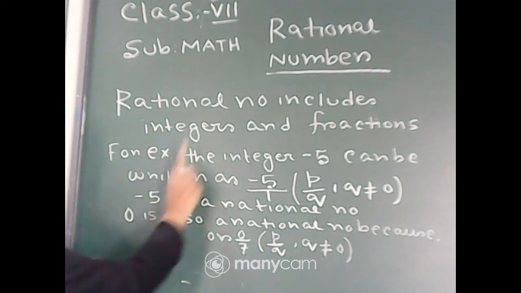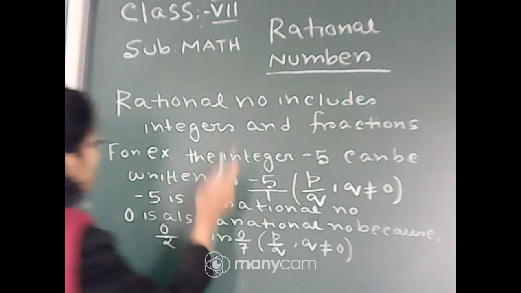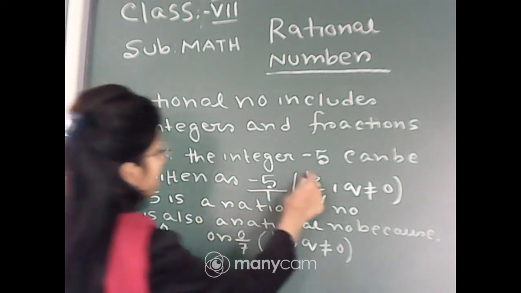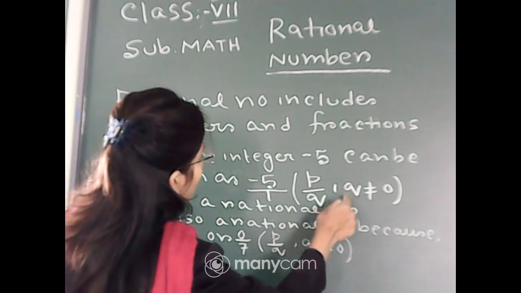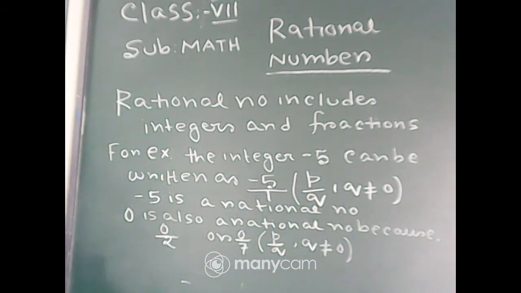For example, the integer -5 can be written as -5 divided by 1, that is P divided by Q form, where Q not equal to 0. So, -5 is a rational number, and 0 is also a rational number, because we can write it as 0 divided by 2 or 0 divided by 7, that is P divided by Q form.